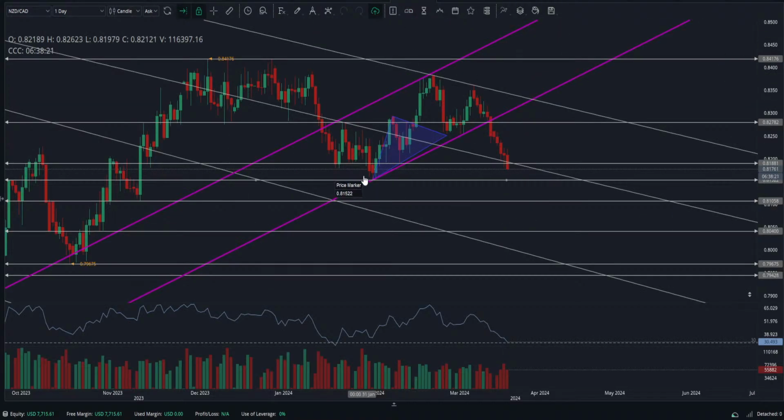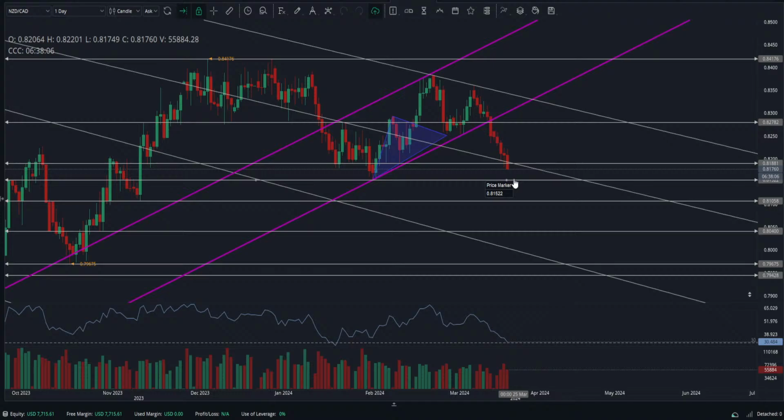Skyrocketing, you mean? So New Zealand CAD, we were expecting a down move, and this is exactly 1, 2, 3, 4, 5, 6, 7 days of down move. And there is a possibility of going even more. 0.8105 is what we are expecting in this one.